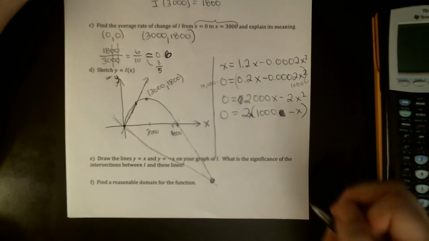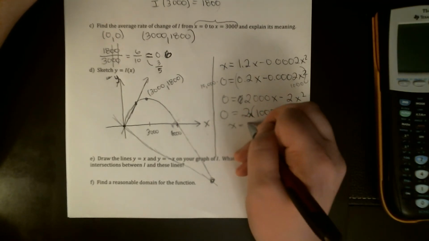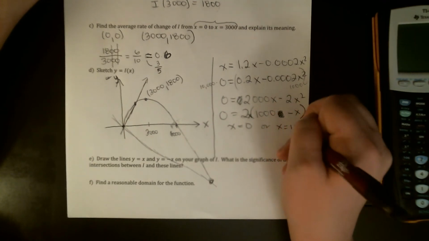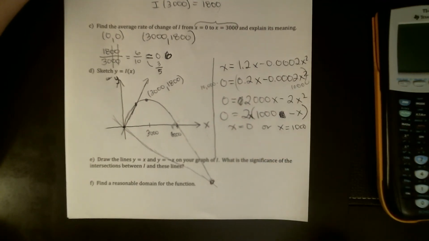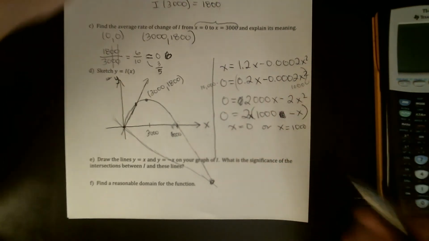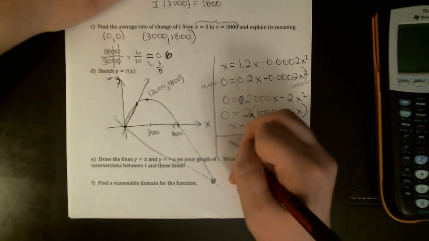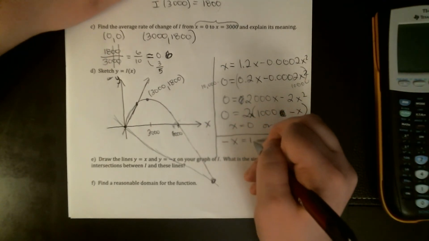Okay, so it looks like at x equals 0, which we already predicted, or x equals 1,000, we get an intersection. And we could do similar work for the negative x. Actually, yeah, I'll go ahead and do the work, debating if I want to have a specific number.